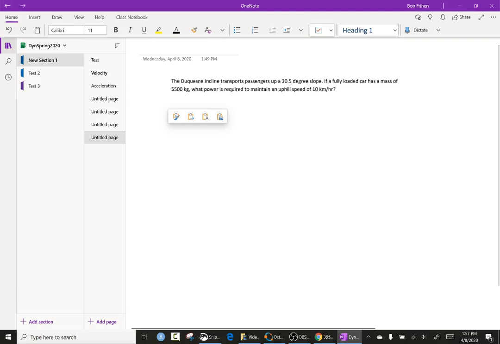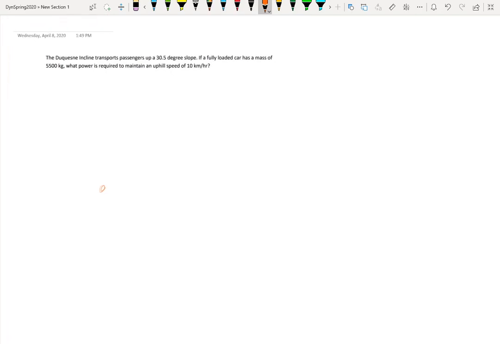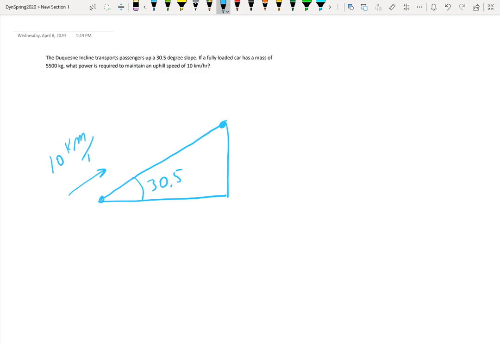Okay, so this thing is going up an incline. It's starting here and it's going up an incline. Turns out the incline is 30.5. It turns out it's going 10 kilometers per hour here, and it's going 10 kilometers per hour here.